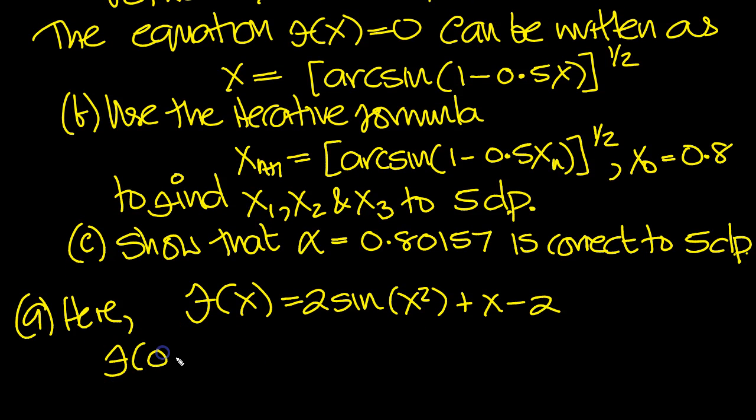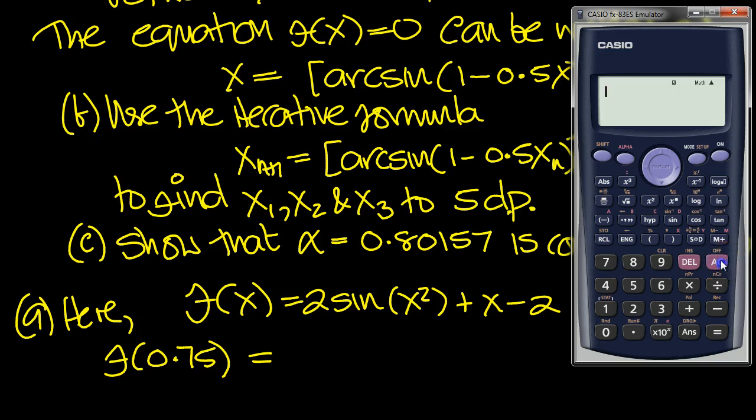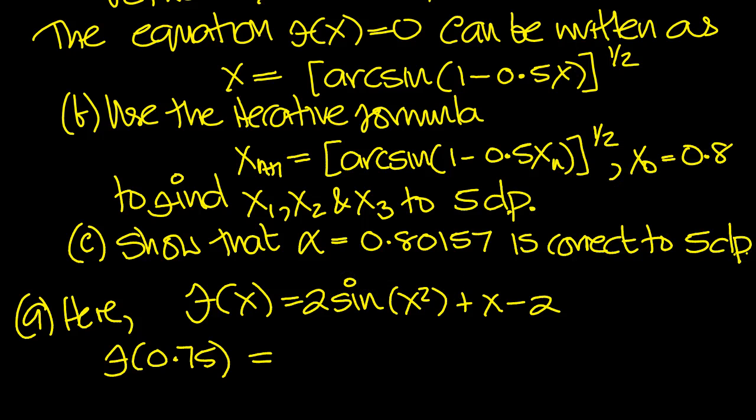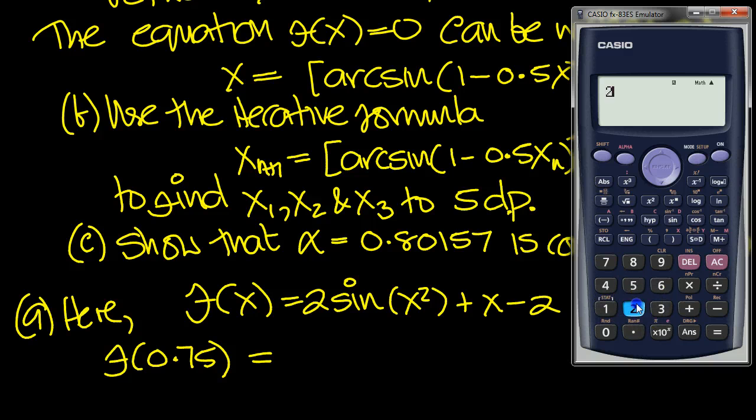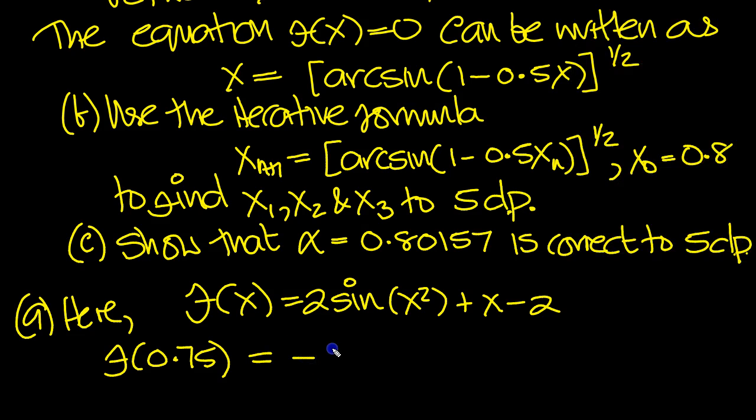So let's have a look at that then. f of 0.75 first is equal to 2 sine x squared. We're in radians mode because 0 to 2 pi is the domain of f. So it's 2 times sine of 0.75 squared, close the sine bracket, plus x, so that's plus 0.75 minus 2, which equals minus 0.18, negative.